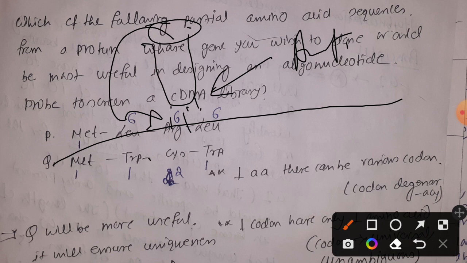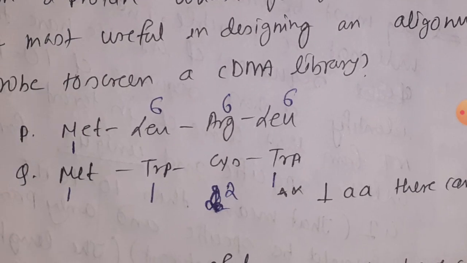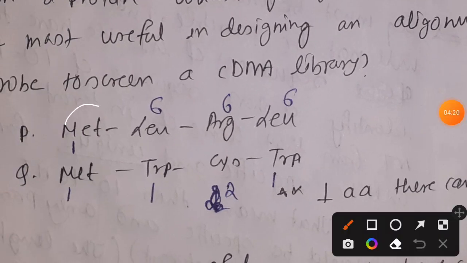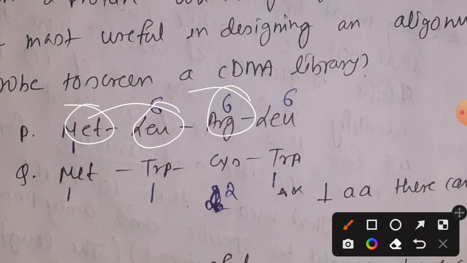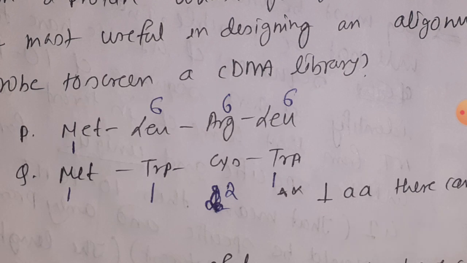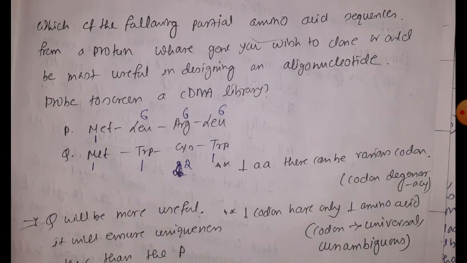That means the amino acid methionine is coming from 3 nucleotides, amino acid leucine is coming from 3 nucleotides, amino acid arginine is again coming from 3 nucleotides, and leucine similarly. So these 3 nucleotides are collectively called codons.